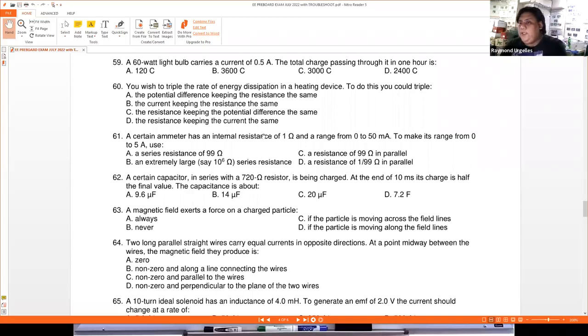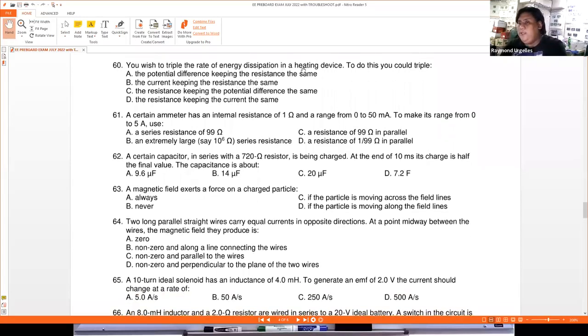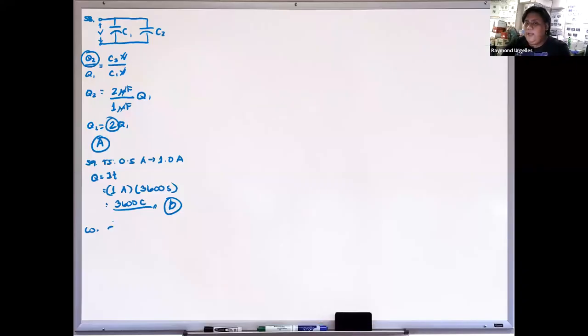You wish to triple the rate of energy dissipation in a heating device. To do this, you could triple the blank. So again, rate of energy dissipation. What is the rate of energy dissipation? Diba? So this is just power. Diba? So kaya pwede natin gamitin is I squared R. Diba? So or V squared over R. So heating device, so sabihin alam natin purely resistive.